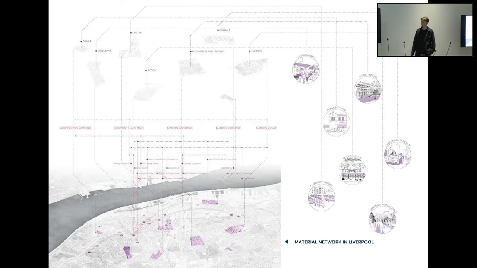Organizations like the Granby Four Streets Community Land Trust will be central to a new material network. Other community land trusts throughout Liverpool affected by the HMRI can build upon the successes of Granby. Additionally, existing and new material resellers and local workshops would have access to a supply of reclaimed materials and data to be reintroduced into the urban fabric.